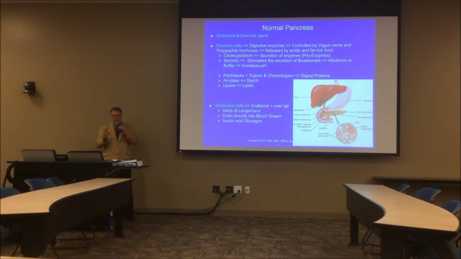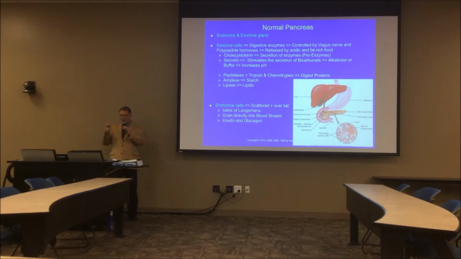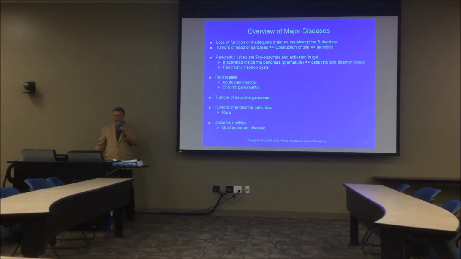The endocrine cells are quite scattered, mainly within the tail area. These are called islets of Langerhans. The islets of Langerhans are the ones that are going to be producing specific endocrine secretions, either insulin from the beta cells or glucagon from the alpha cells. Both are drained directly into the bloodstream and do not go into the small intestine.